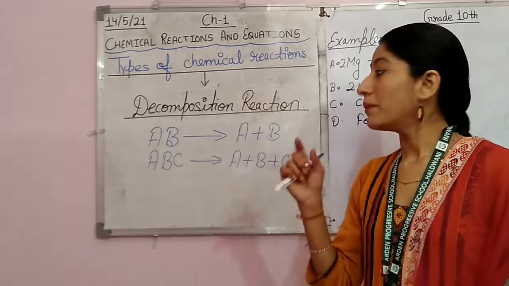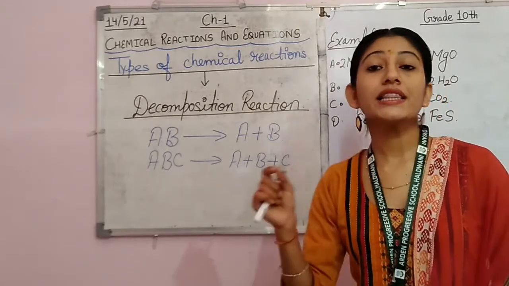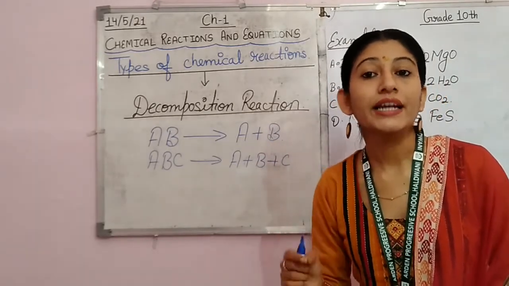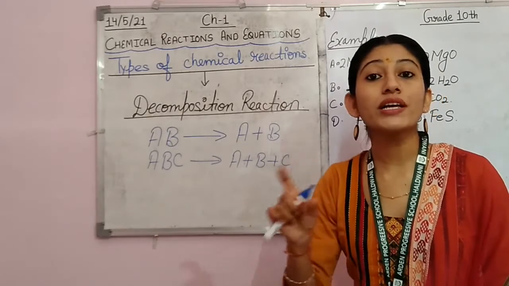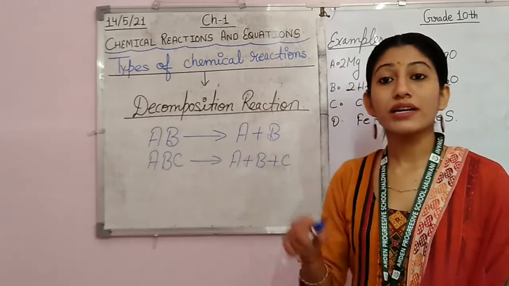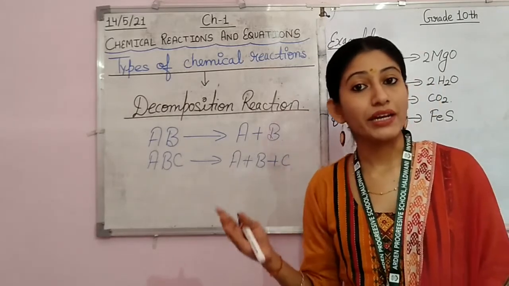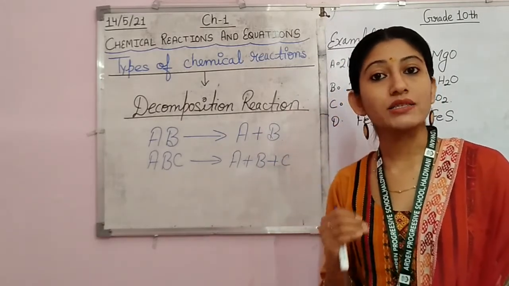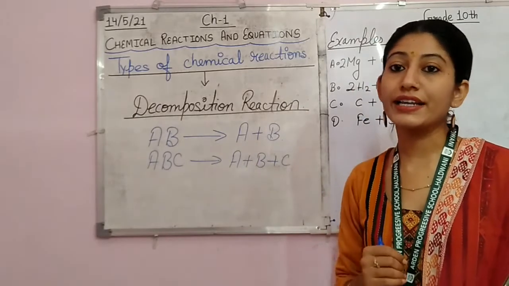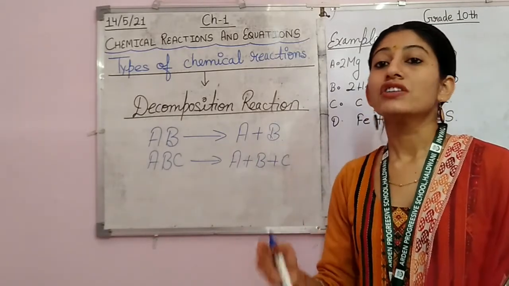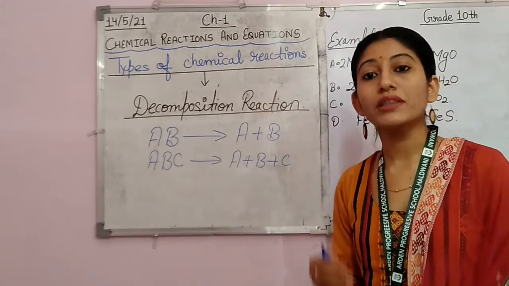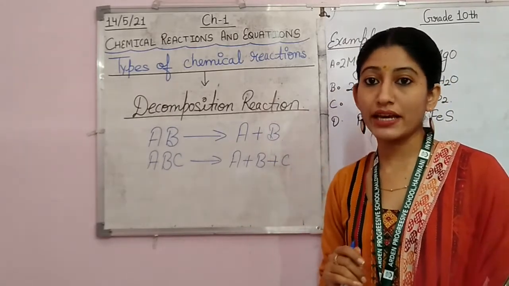Similarly, if the breakdown has taken place in the presence of sunlight, then we say that photolysis has taken place. What is photolysis? Photo means light and lysis means breakdown. So when the breakdown takes place in the presence of light, it is called photolysis. All these things depend upon the type of reaction that is taking place.